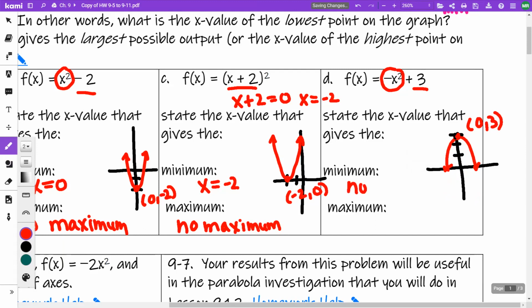In this case, since it opens down, it's not going to be a minimum. There's going to be no minimum because it's going to keep going forever. It's going to be a maximum. And that maximum is going to occur when my x is 0.